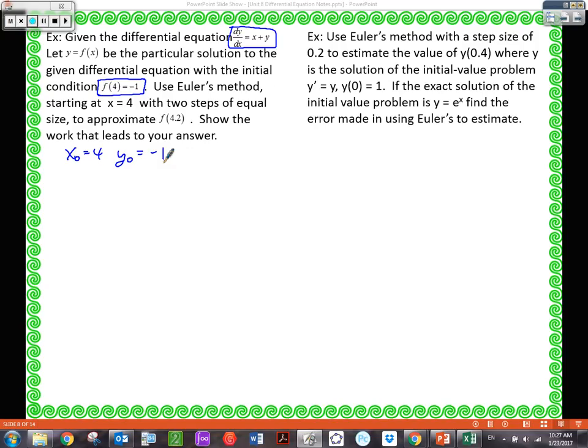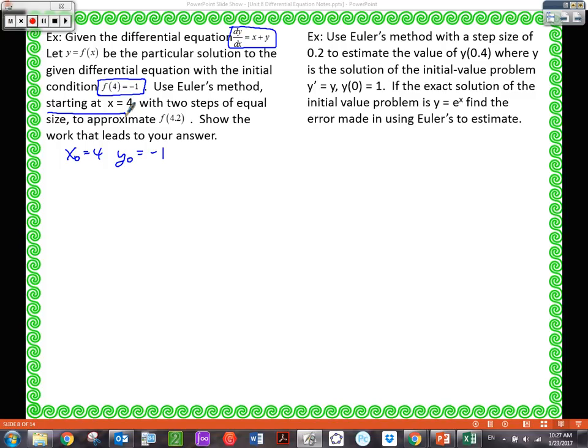Use Euler's method starting at x equals 4 with 2 steps of equal size to approximate f of 4.2. Okay, they don't tell us what the step size is, but they make it so restrictive that there's only one right answer. A lot of times they don't even say where to start. This is extra information that we usually don't have. We're going to start at the initial condition. That's where we're always going to start.